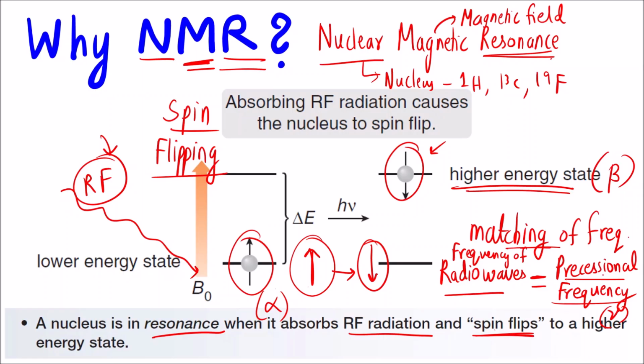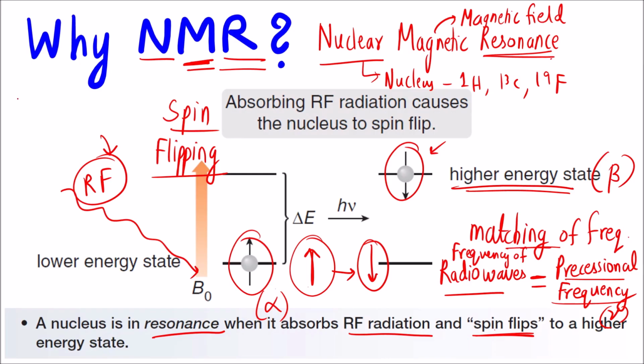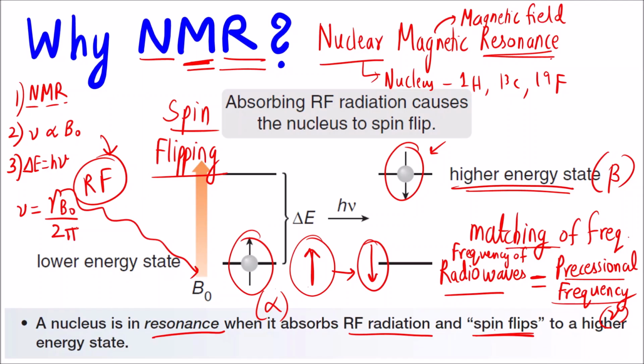So that's it for this video. I hope you have understood some basic principles, like what NMR is, why it is called NMR, and how the precessional frequency is directly proportional to the external magnetic field. The third important thing is the formula that we saw just now, delta E is equal to h nu, where nu is the precessional frequency, equal to gamma, the gyromagnetic ratio, times B naught, the external magnetic field, divided by 2 pi. I hope you have understood all these concepts.